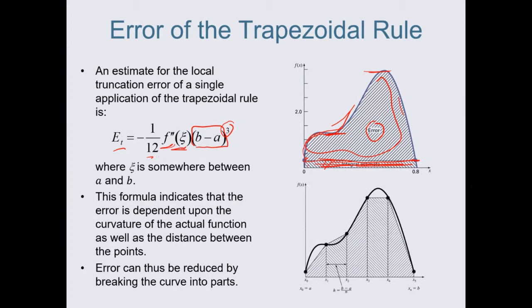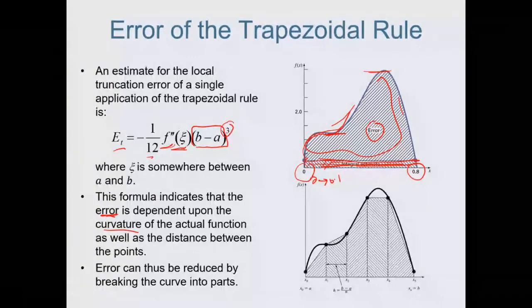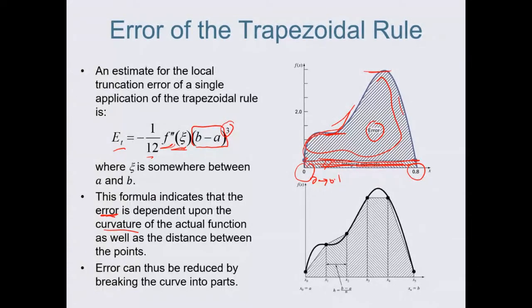Now from this formula we can see two things: that the error depends on the curvature of the actual function as well as the distance between the 2 points. Now if you want to integrate from 0 to 0.8, you cannot say that I'll not take a big distance, I'll just go from 0 to 0.1. You cannot do that. You have to integrate up to 0.8. And the function is what is given to you. You cannot change the function and say that I'll have something which has a smaller value for the second derivative.